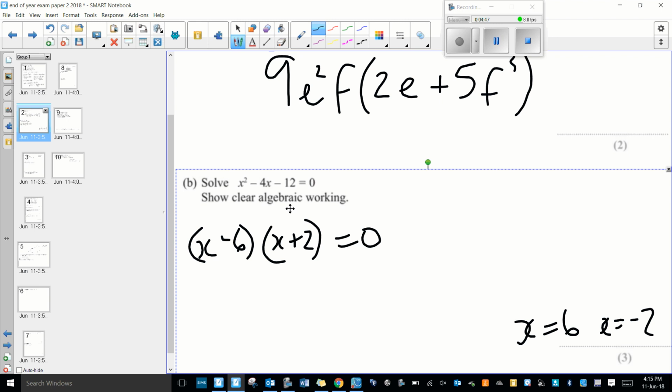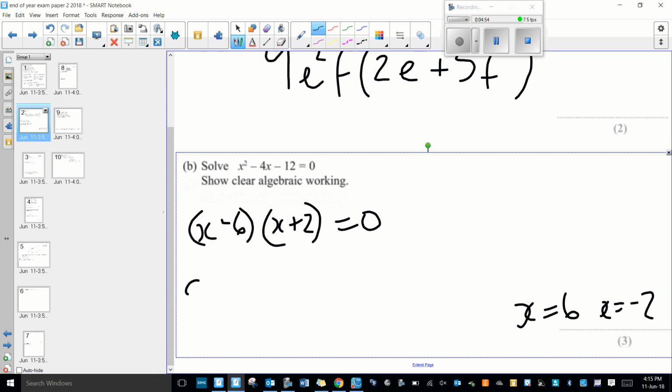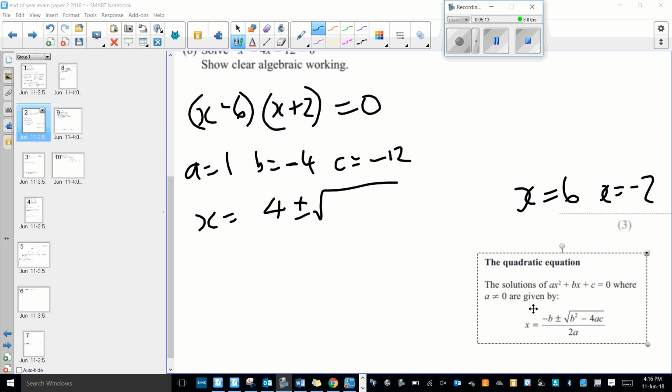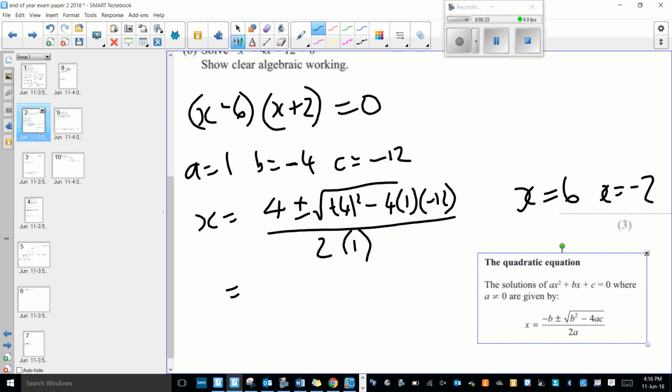You can also use the quadratic formula. So a is 1, b is -4, c is -12. So we would have x equals, it's -4, so that's +4 plus or minus the square root of, hang on a minute. Right, what I've done is I've gone to get this for you, just so you don't have to remember it. So we've got minus b, so that was +4 plus or minus the square root of -4 squared, minus 4ac over 2a. And remember, you can just use your calculator to do this.